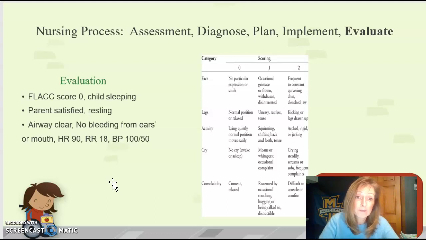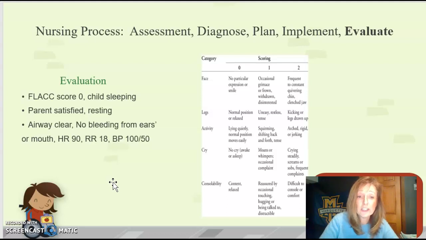Did it work? So now we're going to reevaluate the child, and we find that the child has a FLACC score of 0. The child is sleeping, they're comfortable, they are not grimacing, they're not arching, they're not moaning, they don't need to be consoled. So our management plan was a success. The parent is now satisfied, the parent is able to rest, and again, included in our family-centered care is our parents' well-being as well.